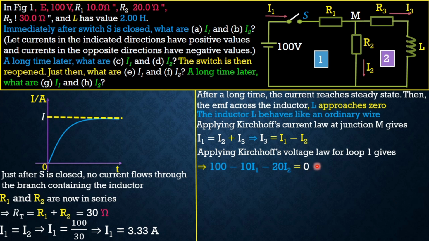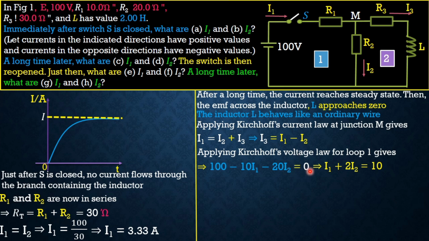So if we wrap things up, if we divide all through by 10 and arrange, we are going to have I1 plus 2I2 equal to 10. Great. So we can keep this equation aside. Keep in mind that we have 3 unknowns here, but we're more interested in 2 unknowns. So we need 3 equations to solve.